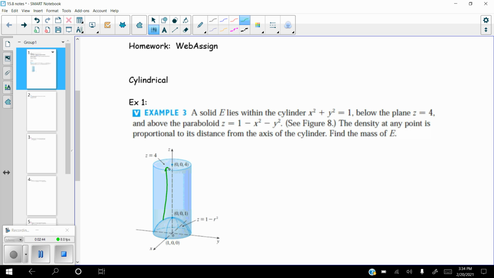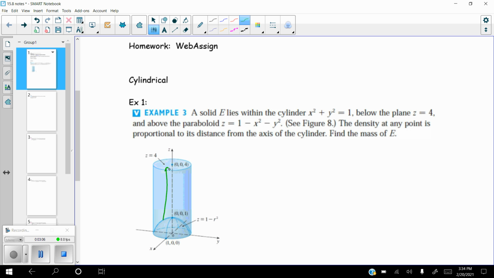The density at any point is proportional to the distance from the x-axis of the cylinder. Excuse me, not the x-axis, from the axis of the cylinder. We want to find the mass. So we know that the mass is going to be a triple integral of the density function.